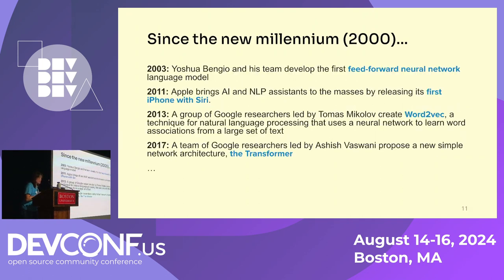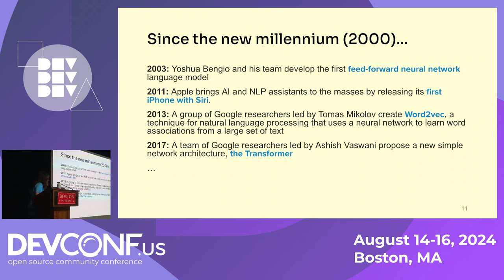So just real quickly, to point out some of the history. In 2011, Apple brought an AI and natural language processing assistant to the masses by releasing the first iPhone with Siri. But before that, it actually started in 2003, with what was really the precursor to the current GenAI, the feed forward neural network language model. That's roughly 20 years ago.